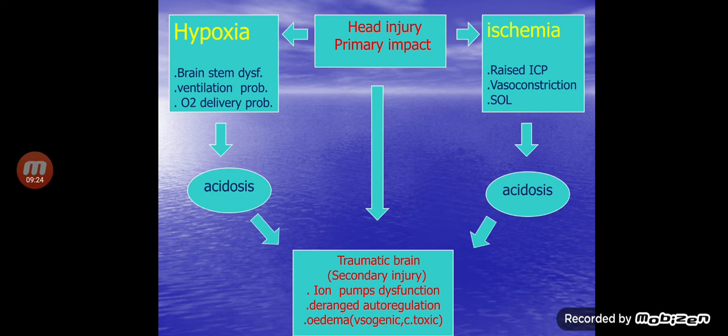So, the primary impact of the head injury is aggravated by ischemia and hypoxia, resulting from a raised ICP, vasoconstriction, space-occupying hematomas, brainstem dysfunction, or ventilatory problems. All of them may lead to acidosis, and all these may result in a secondary injury due to the affection of the ion pumps and their dysfunction, deranged autoregulation, and the edema.